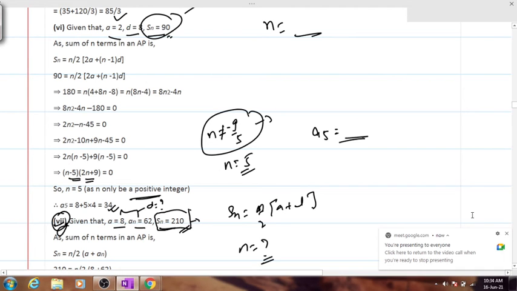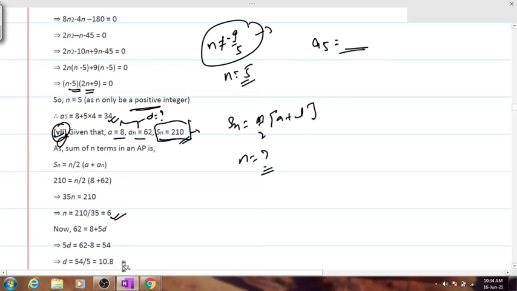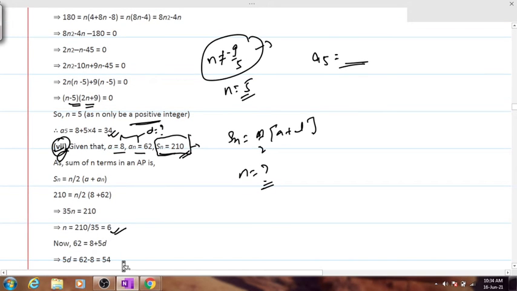Rest of you, it's a one-step calculation. Hurry up. n will come out to be 6, and then you'll have to go on to calculate the value for d. I need the value for d also.